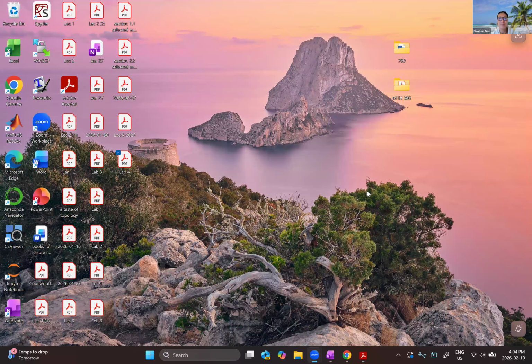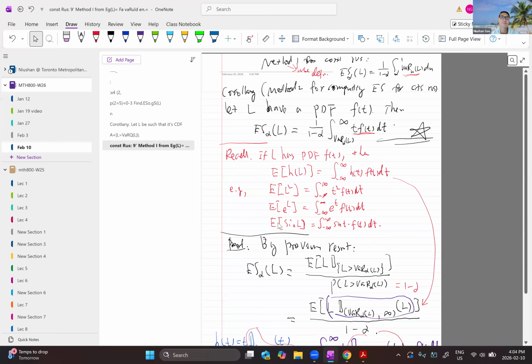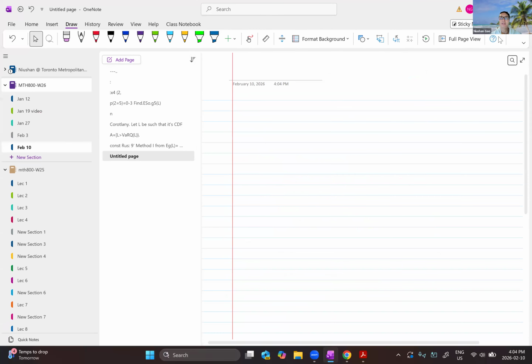Let me do one more example for you using this one. Example 1, let's do the exponential distribution. Maybe I will have the TA do it later in the lab.